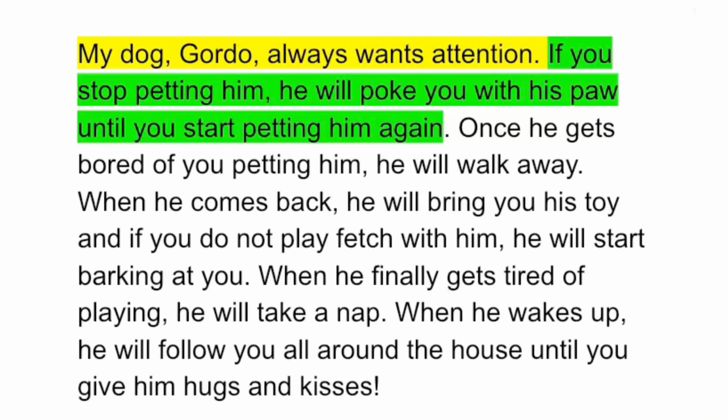Now we're going to keep reading to see if we can find another detail that helps support our main idea, that is Gordo always wants attention. Let's keep reading. Once he gets bored of you petting him, he will walk away. Does that show us that he wants your attention? No, it doesn't. Because he doesn't want you to give him attention at that point. He's done. He's bored of you petting him. He's going to walk away. So you're not giving him any more attention anymore. So that sentence is not another detail that we could use that helps prove that he always wants attention. So we're going to keep reading and look at the next sentence.